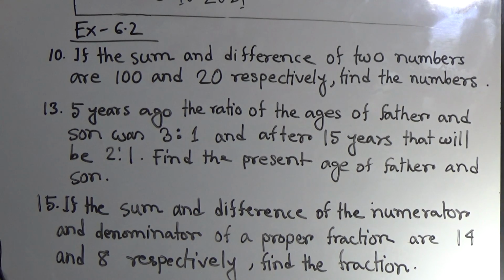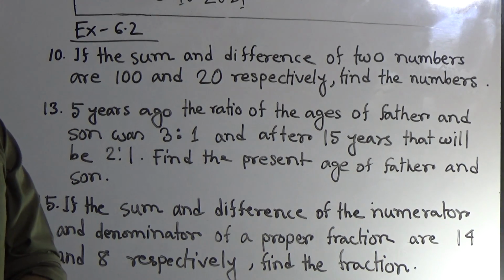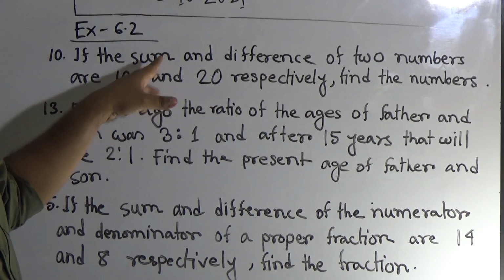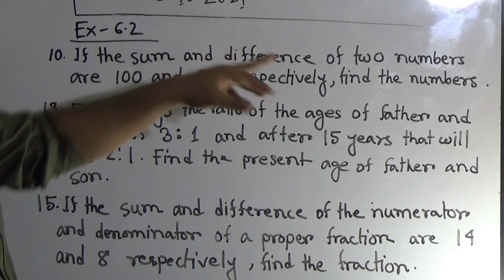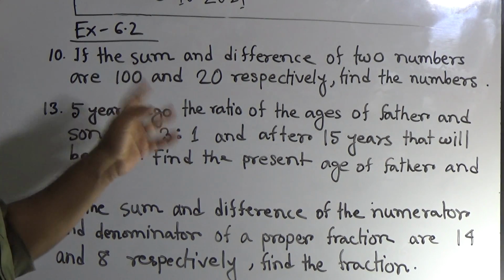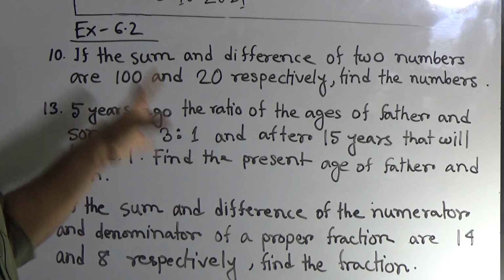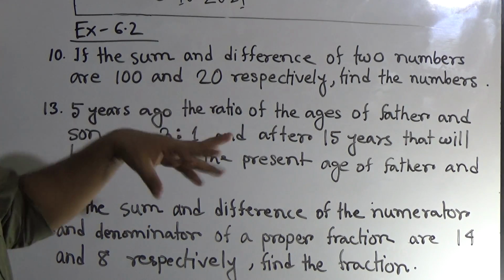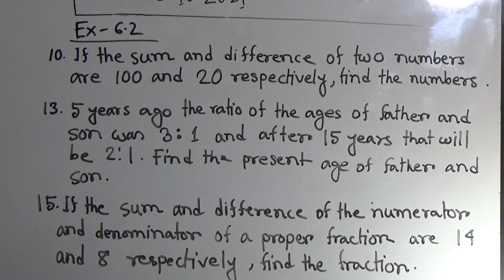Okay, so first of all we need to consider the two numbers are x and y. So the sum, that means x plus y equal to 100. On the other hand, the difference, we consider x is greater than y, so x minus y equal to 20. By using those two equations, we need to find out the numbers. That means we want to solve equation number 1 and 2, and finally we get the value of x and y, and that value will be the two numbers.